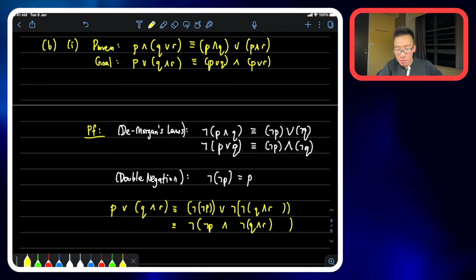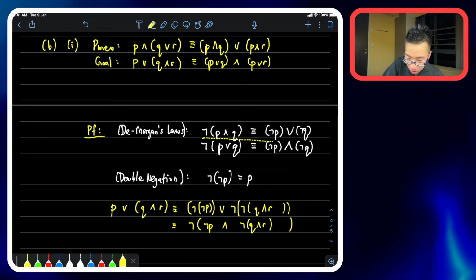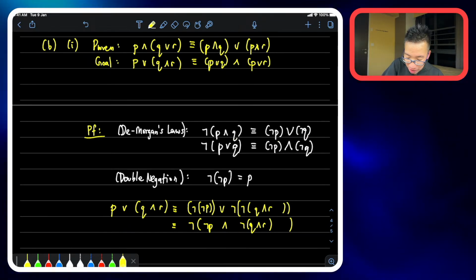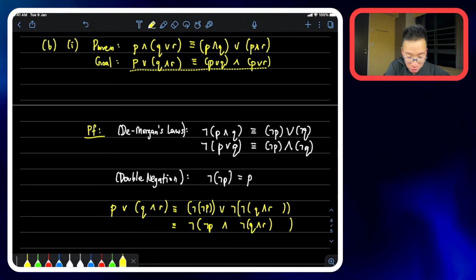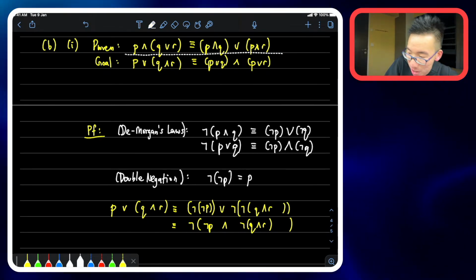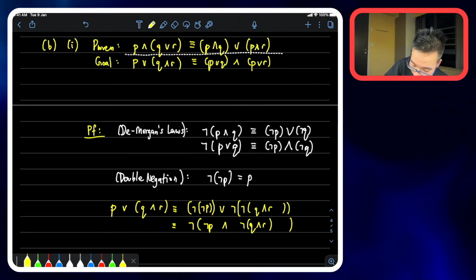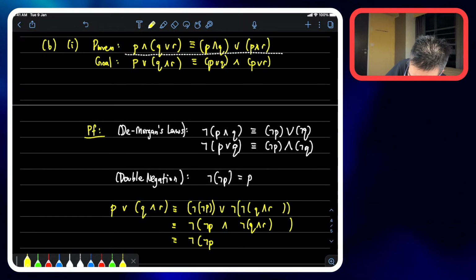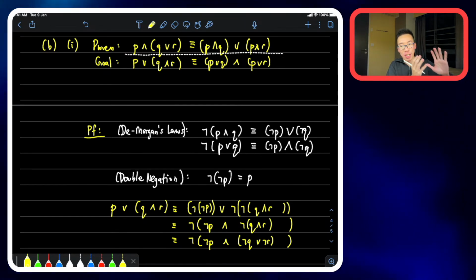And at this moment, I'm very tempted to use the result that we have shown over here. Well, not this one. I'm very tempted to use this result. However, we don't actually have a result of this form just yet. This is where I'm going to actually push in the negation symbol. Like this. I'm going to push in the negation symbol.